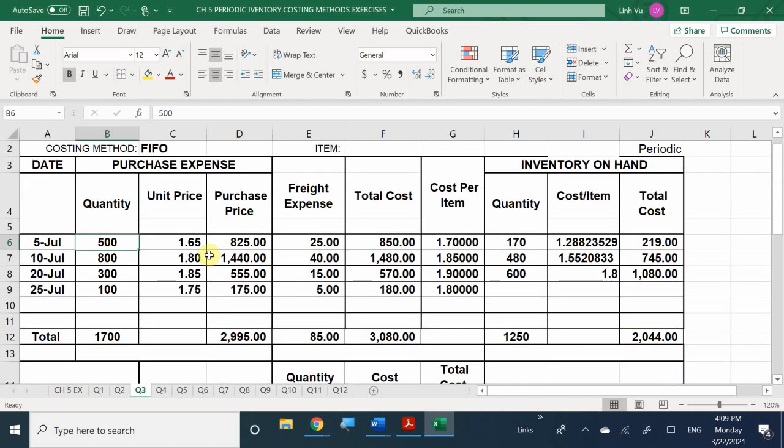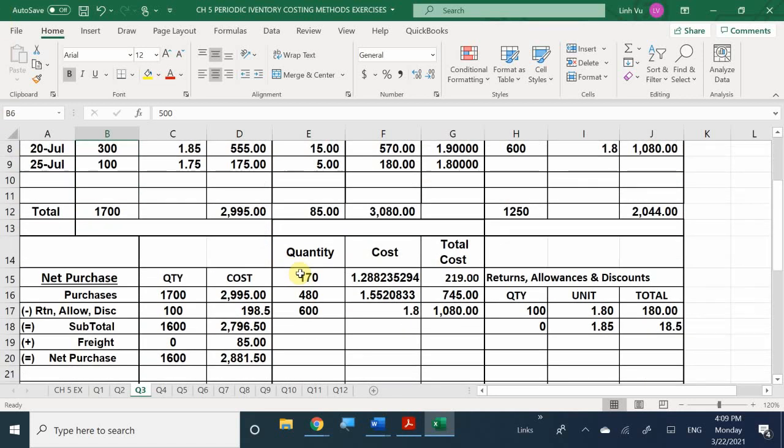Okay, now let's look at this carefully one more time. Oh, okay, wait a minute. Yeah. That was for the second one. Okay, so the first batch we do have the full 500 items.